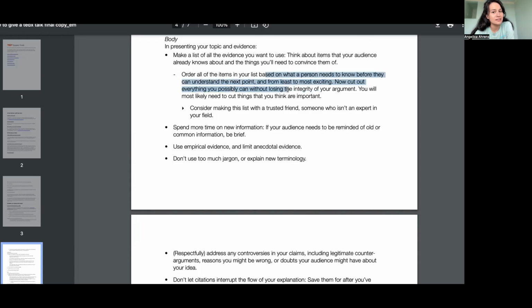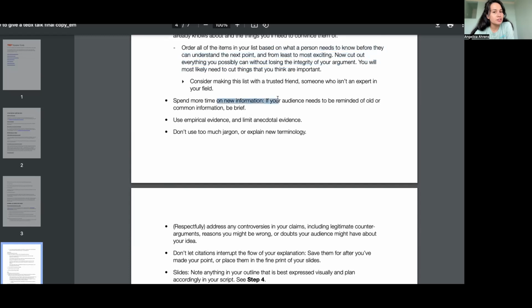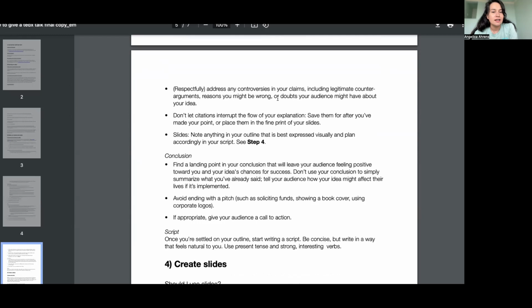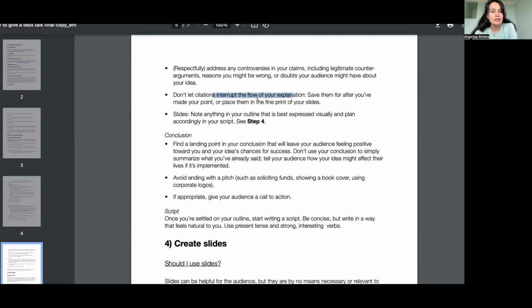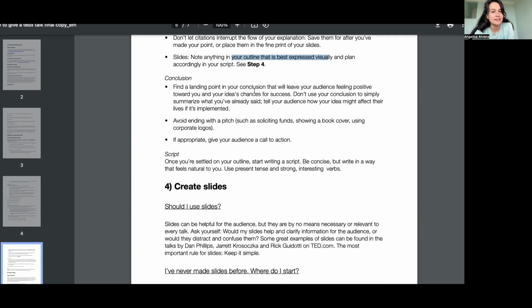And I think that this is excellent advice. Spend more time on new information. If you need something reiterated in 3 to 5 minutes, make it brief and possibly think of how you can restate the same point, but in a slightly different way. Controversies can be great. I think that's important to acknowledge. And okay, yes, you can place the citations in the fine print of your slides. Absolutely. You're also welcome to have a reference slide at the end. Your conclusion is the landing point to leave your audience feeling positive toward you and the idea's chance for success.